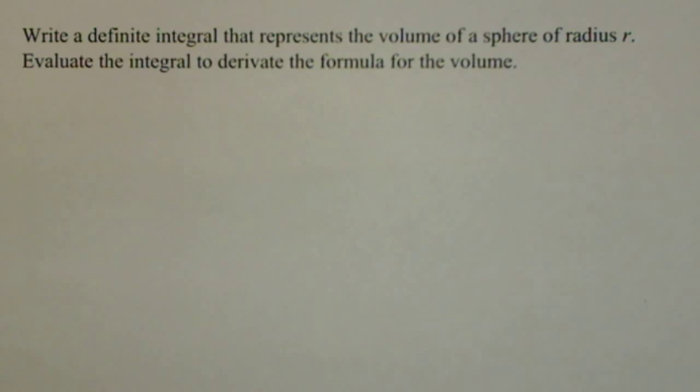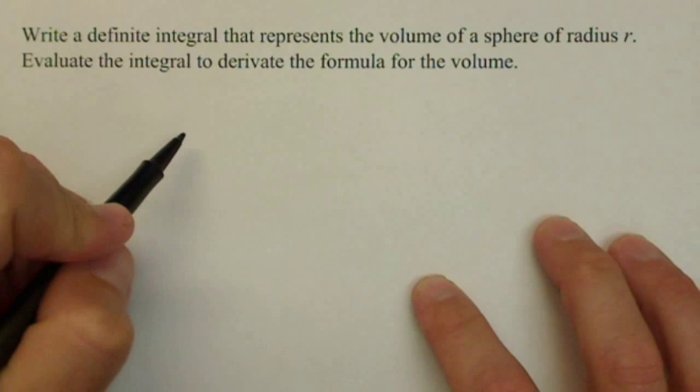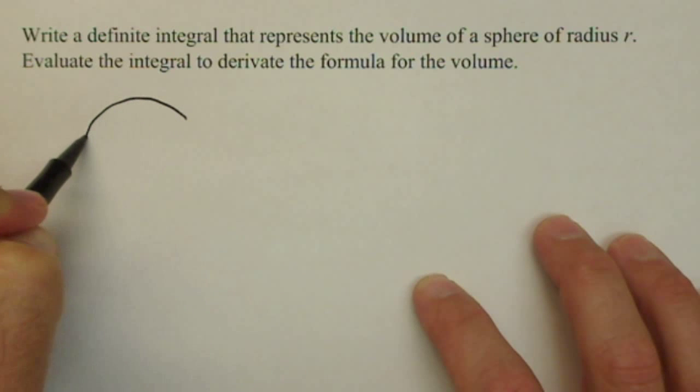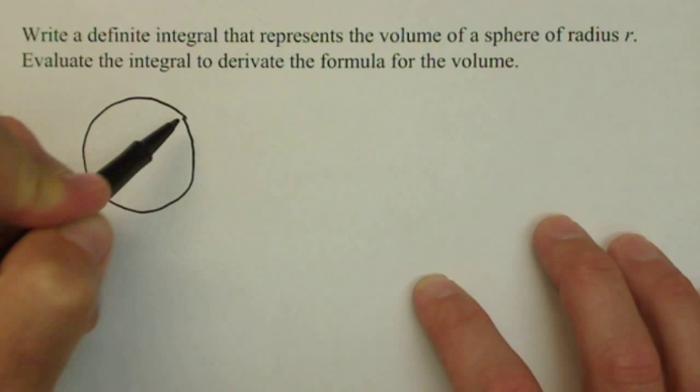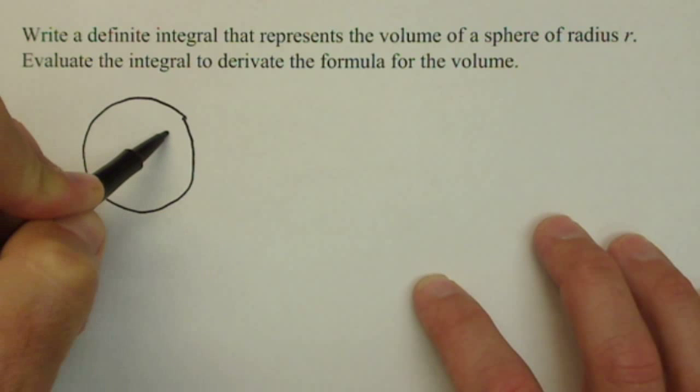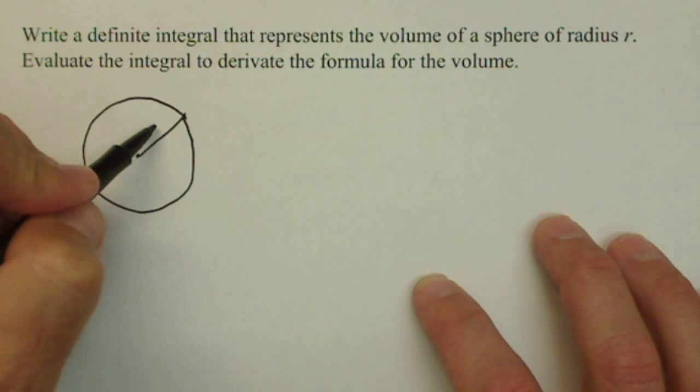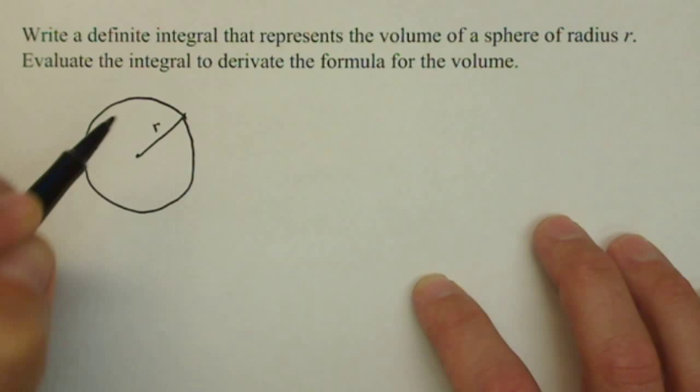So in this video we're going to find the volume of a sphere of radius r, and then we're going to evaluate it to see if we get the volume formula. So imagine looking at the side of a sphere. So now we've got a three-dimensional object. Here's our center, and it's got a radius of r.